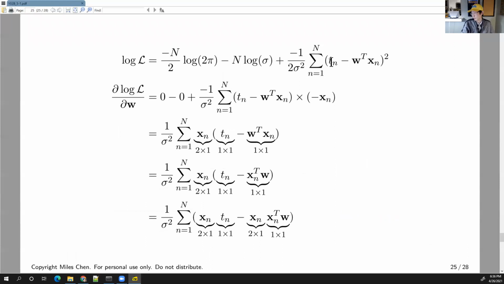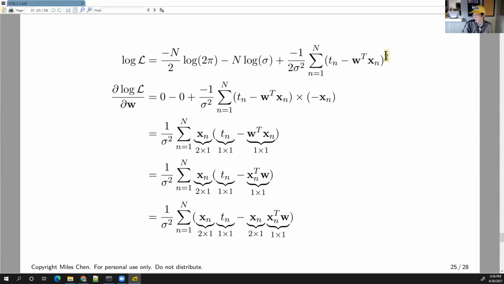Okay, so if I take the derivative of this with respect to our vector w, this is a constant, so with respect to w it's going to become 0. This is also a constant, so that becomes 0.